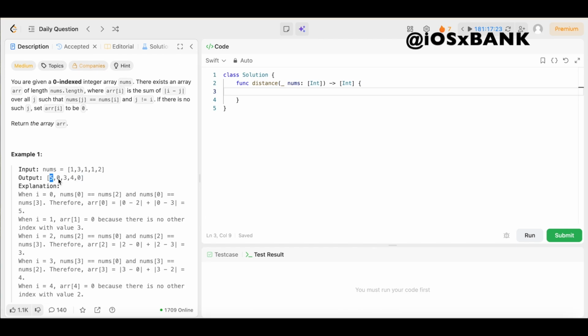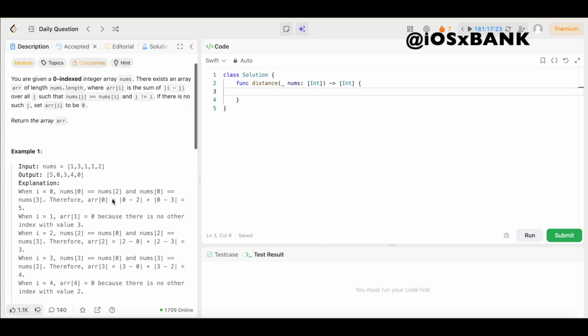Then now we're looking at index 1. Index 1 is 3. It says when I is equal to 1, R of 1 is equal to 0 because there is no other index with the value of 3. So in nums, there's only one 3. Since there's no other value for us to subtract or find the distance of, we can just put a 0 in this R array. So that's where the 0 comes from, because there is no other 3 here to subtract from. So we just put a 0. Like it says right here, if there is no such j, set R of I to be 0.